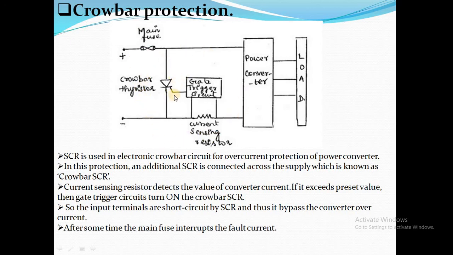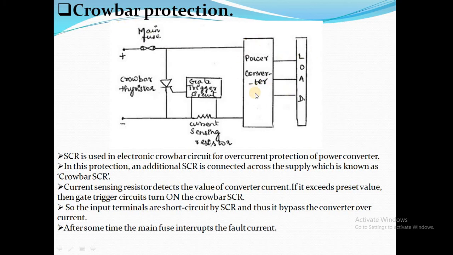So crowbar circuit basically consists of one thyristor. That thyristor or that SCR is called the crowbar thyristor. The gate of this thyristor is connected to the gate triggering circuit, and the gate triggering circuit gets the input from the current sensing resistor, and this current sensing resistor is connected to the power converter. So here the power converter is a circuit which needs to be protected against the overcurrent.